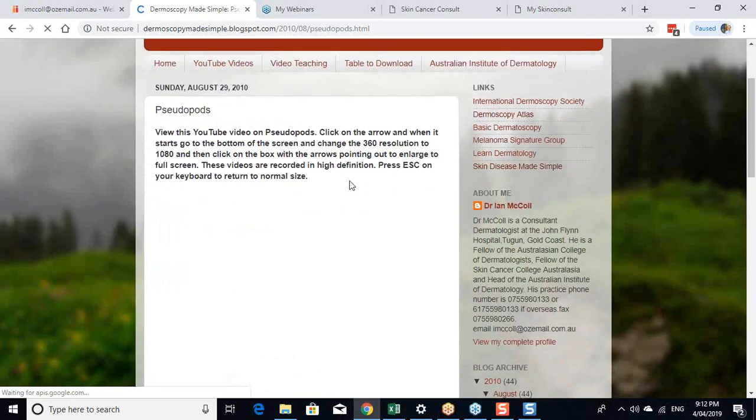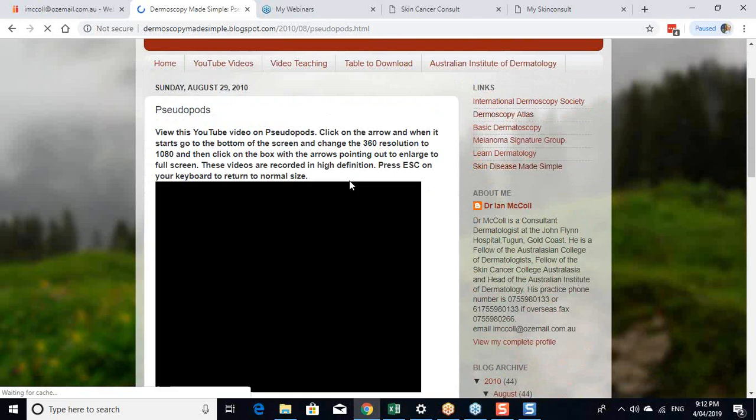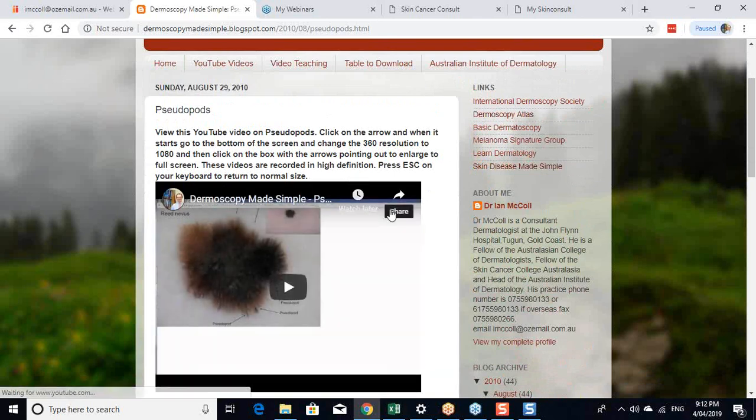Pseudopods are a very interesting structure to actually see through the dermatoscope. If you see pseudopods, it usually indicates that you've got very actively growing nests of cells at the periphery of this particular lesion. And actively growing nests of cells are sometimes seen at growing nevi. They can be seen at Spitz nevi, and they can be seen in the Reed nevus, which is probably just a variant of Spitz, and they can be seen in melanomas.